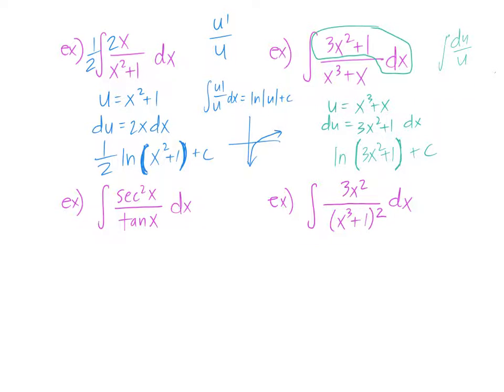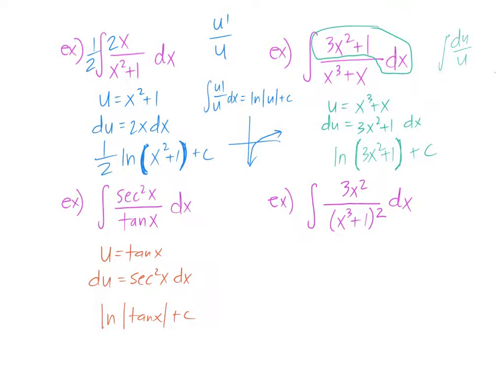Next example, we have some trig. So tangent on the bottom and secant squared on top. So look out for questions like this where the denominator is u and the derivative of tangent is secant squared. So it works out perfectly. So the answer is natural log of the absolute value of tangent x plus c.